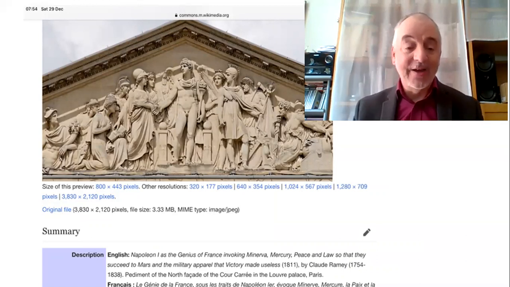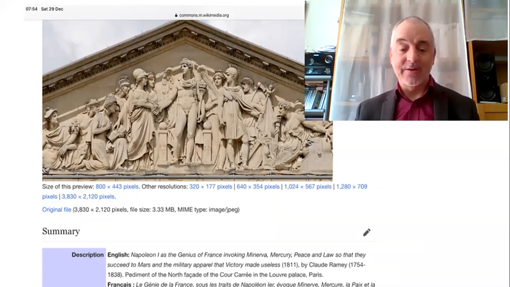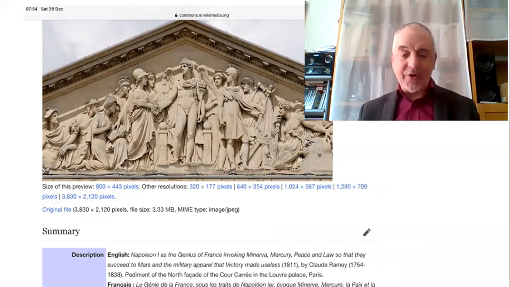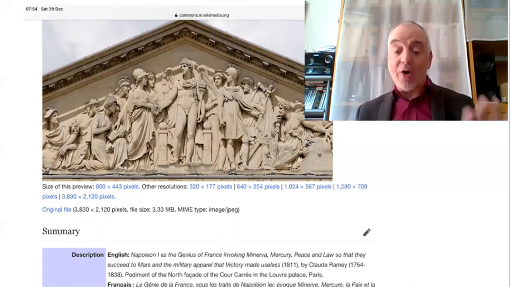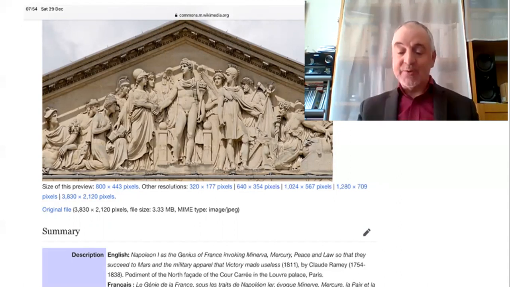Here you have one section of the Louvre. It's in the north facade, and you can see that this is Napoleon I, represented as the genius of France, invoking Minerva, Mercury, peace and law, so that they succeed to Mars, the god of war, and the military apparel that victory made useless. So this was made in 1811.